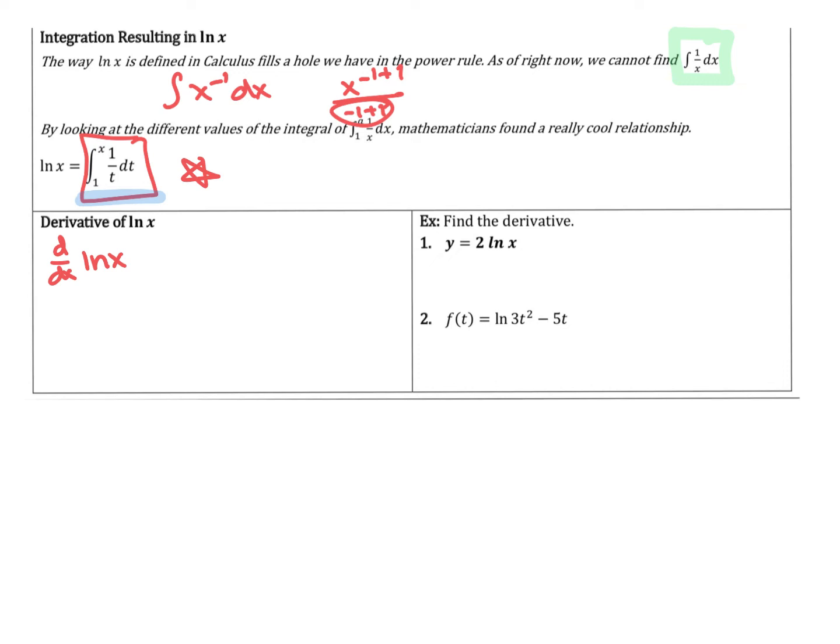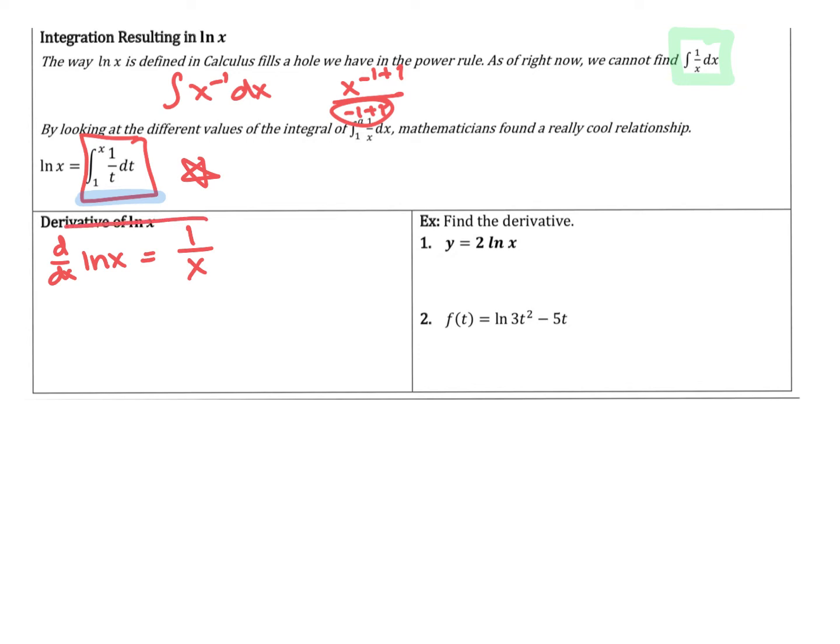So if I take the derivative, you could sort of think of taking the derivative of both sides, or taking the derivative using the second fundamental theorem of calculus on the right-hand side. The derivative of natural log of x is going to be 1 over x.